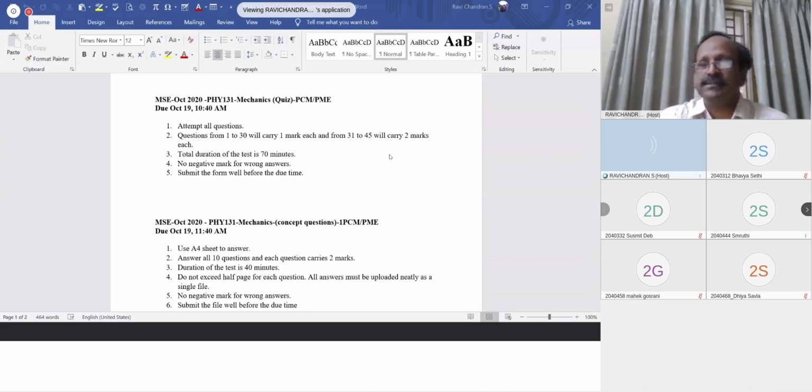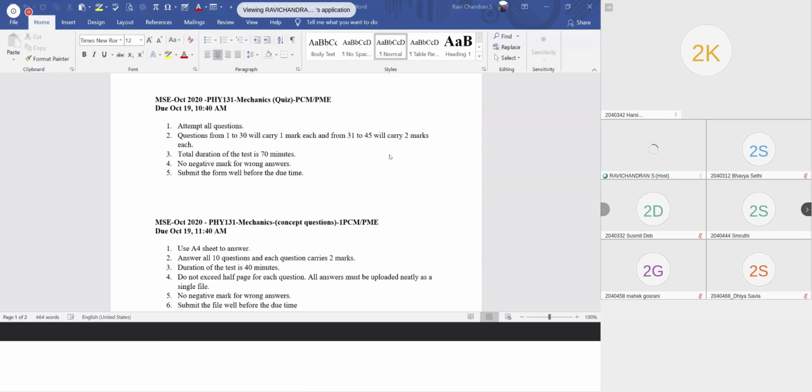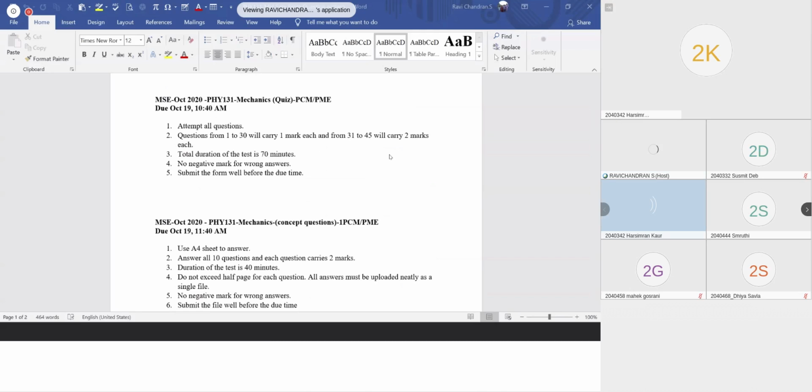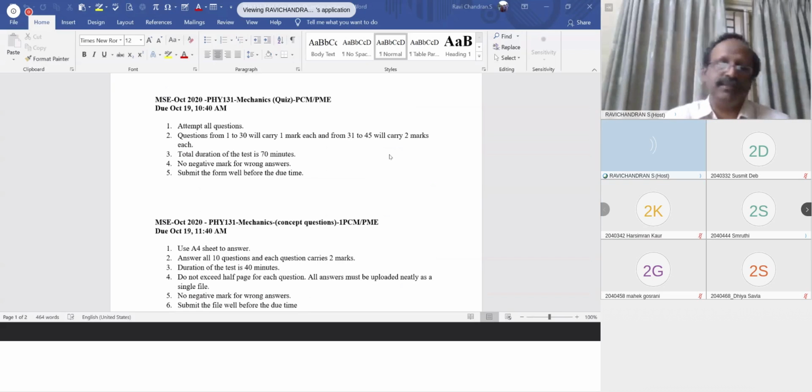Sir, will there be derivations in the concept questions? Look at this one. There can be a small derivation which can be derived in 3 or 4 lines. Some such derivations may be there. You don't call it a big derivation as such, maybe a small part, within 3 steps.